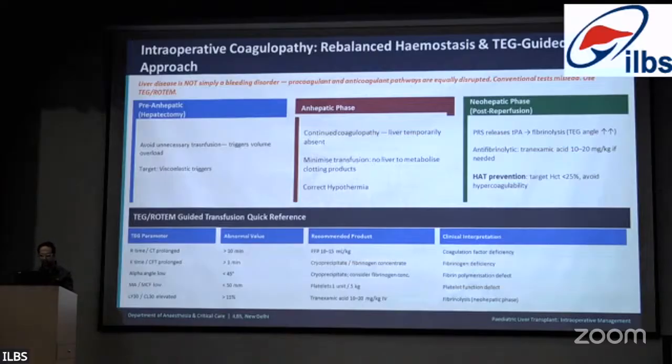In the neohepatic phase or the post-reperfusion phase, there are chances of fibrinolysis. A TEG should be done, and if present, should be treated. But most important in the neohepatic part is prevention of HAT. Any signs of hypercoagulability on TEG should be corrected with heparin.